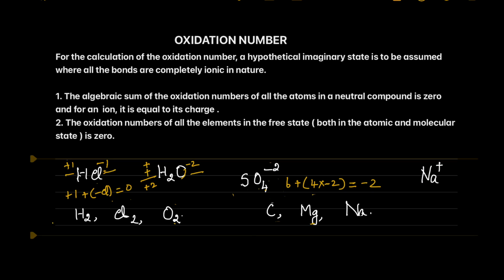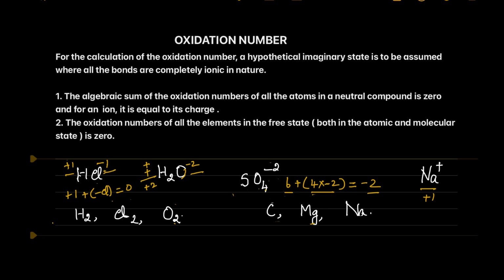Coming to Na+, it's a monatomic positive ion. The oxidation number of sodium here is +1. Sulfate ion is of formula SO4 2-. The oxidation number of sulfur is +6 and the total oxidation number due to 4 oxygens is 4 into -2. The algebraic sum of the oxidation number of sulfur, +6, plus that of oxygen, that is 4 into -2, is equal to -2, which agrees with the charge of the ion.